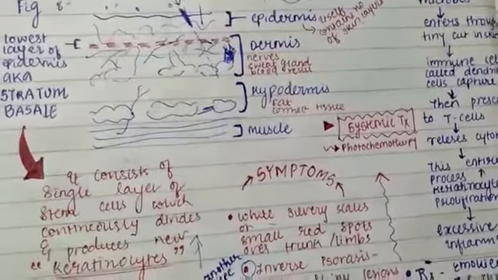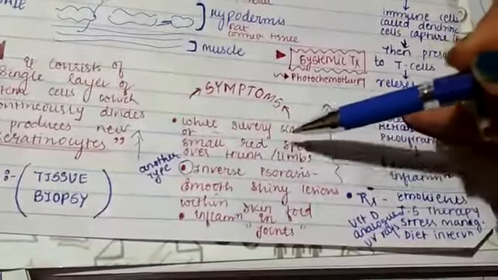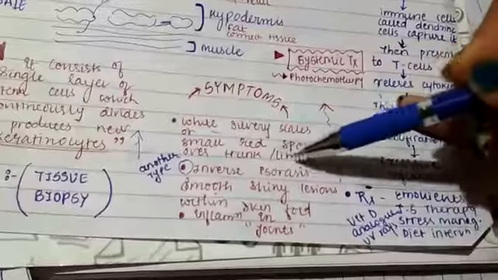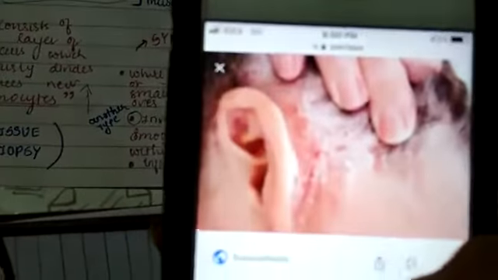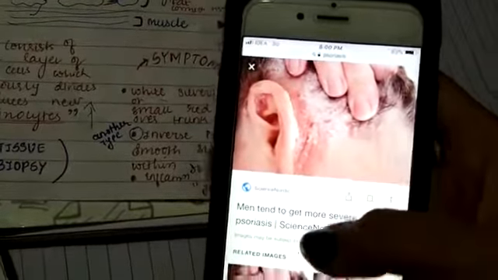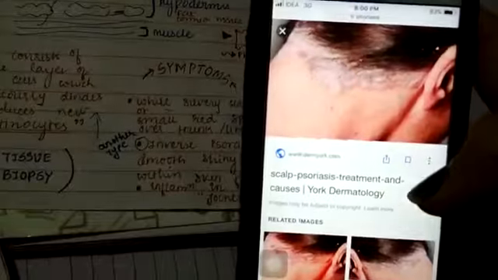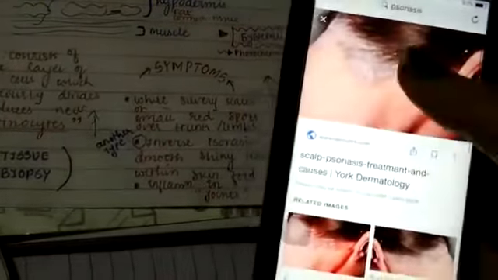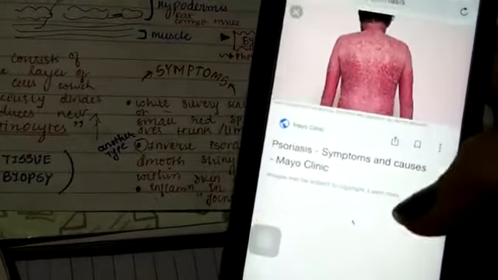Now, what will be the symptoms of psoriasis? The symptoms of psoriasis are scaly, white, silvery scales or red spots over the trunk and limbs. Like you can see white scales. You can see the white scales and the red spots over the limbs, over the scalp. This is psoriasis.